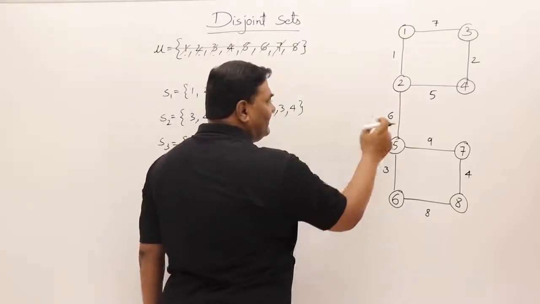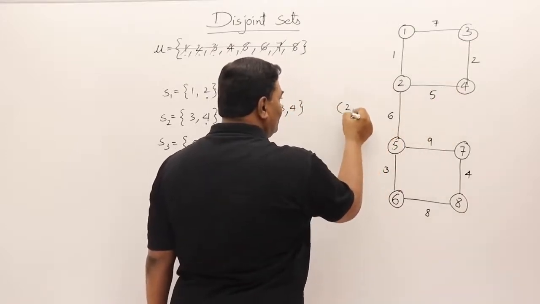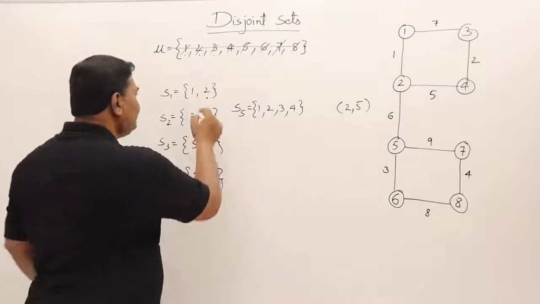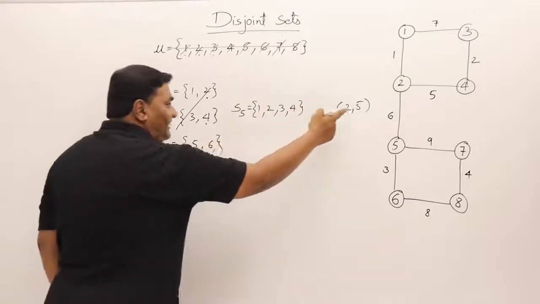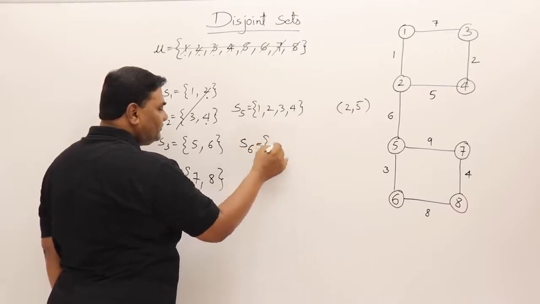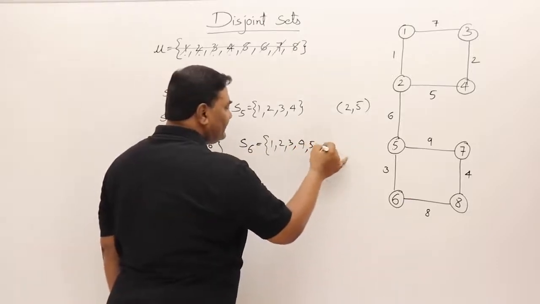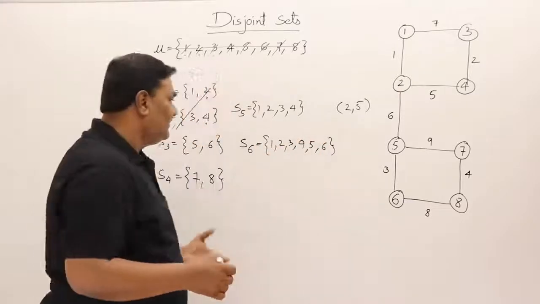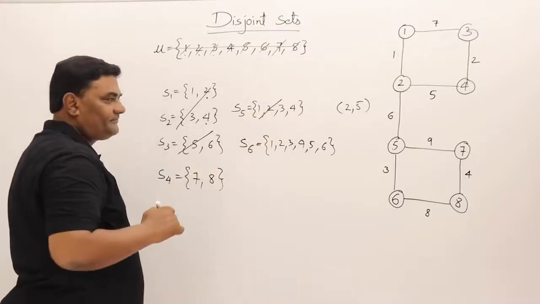After 2, 4, the sixth one is 2, 5. Find 2. 2 is in set 5 and 5 is in set 3. Perform union of these 2 and form set 6. What are those vertices? 1, 2, 3, 4 and 5, 6. The reason for performing union is that we are including an edge. So this set is gone, this is also gone. Now we have only 2 sets.